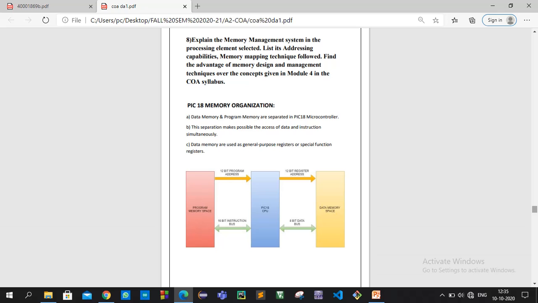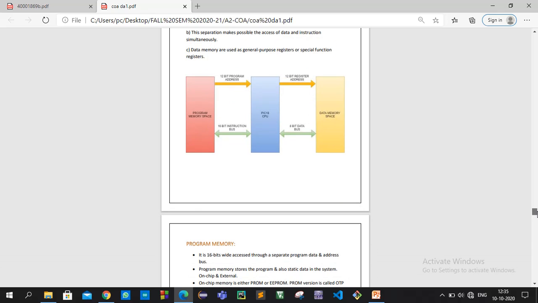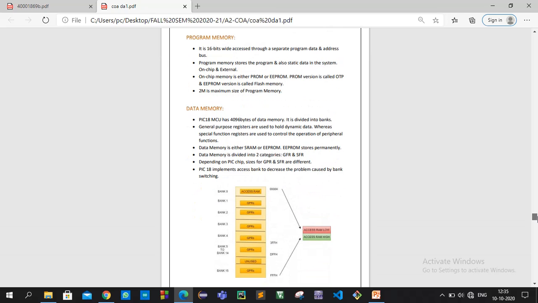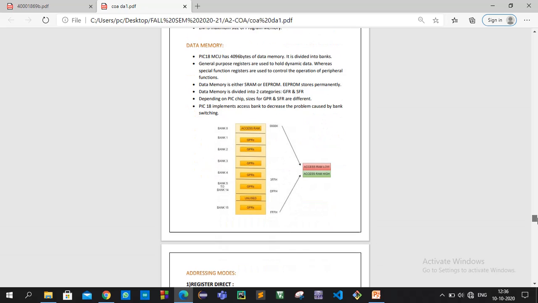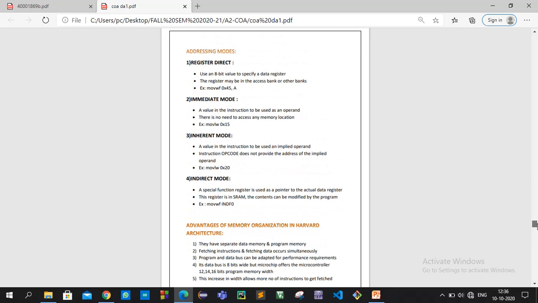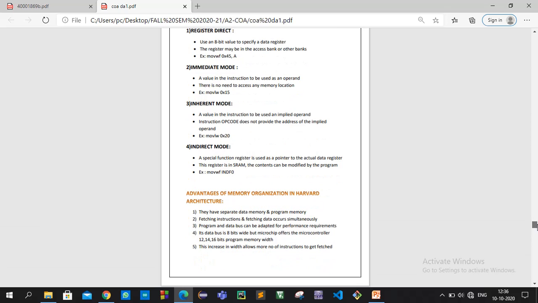This is the PIC18 memory organization, and this is a block diagram of how the memory organization takes place. And these are the two types, program memory and data memory, in my PIC18 microcontroller. And this is how the data memory organization looks. And these are all the addressing modes related to my PIC18: register direct, immediate mode, inherent mode, and indirect mode. And these are the advantages of memory organization in Harvard architecture.